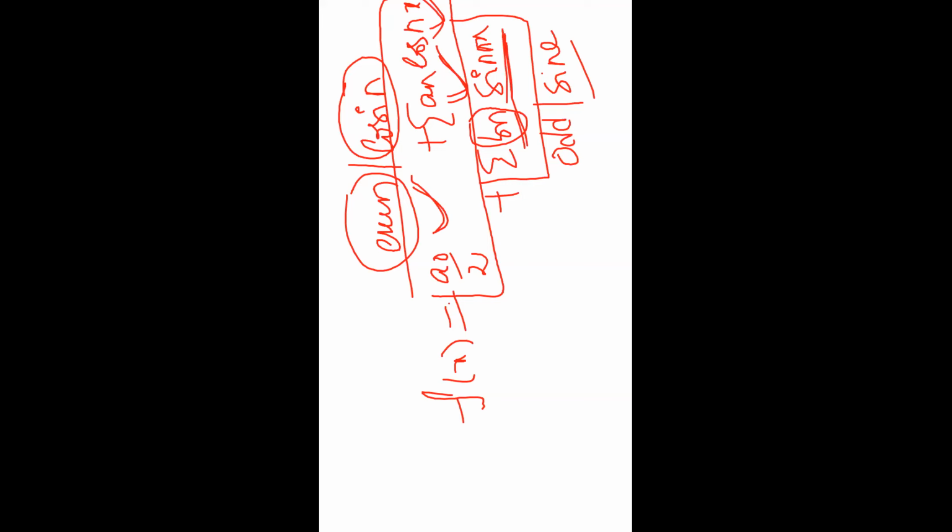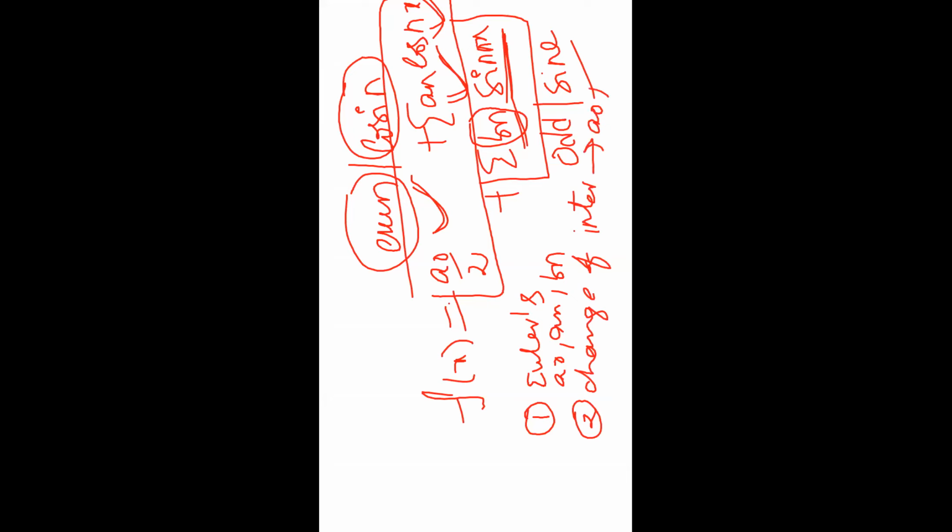So the first two methods are Euler's, where we have to find out the three values a naught by 2, an, bn. And the second method is change of interval. In this method also, we have to calculate a naught by 2, an, bn. These two methods are called full range series. And the third method is even or odd function.